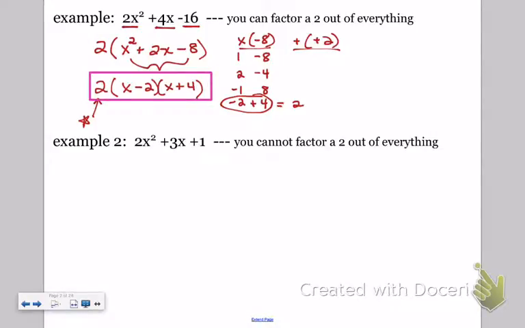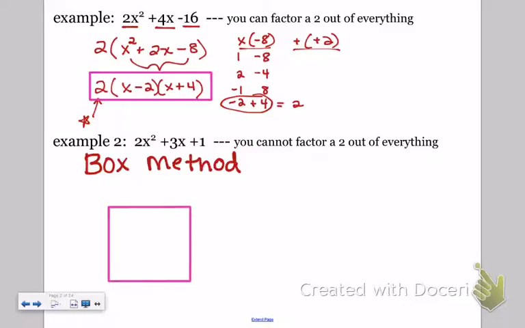In our second example, we have a case where we can't factor something out of it, but we can't do the same method. I have a different method that I like to teach, so if you do not like what I'm doing, you can watch a different video, but I'm going to show you the box method. So what we do is we make a square with 4 little squares inside of it. What happens is you take the first term and put it in the first box, which is 2x squared. Then you take the constant and put it in the last box, which is positive 1.